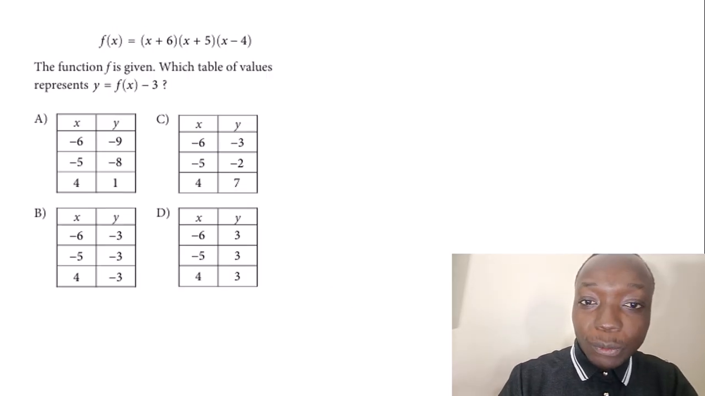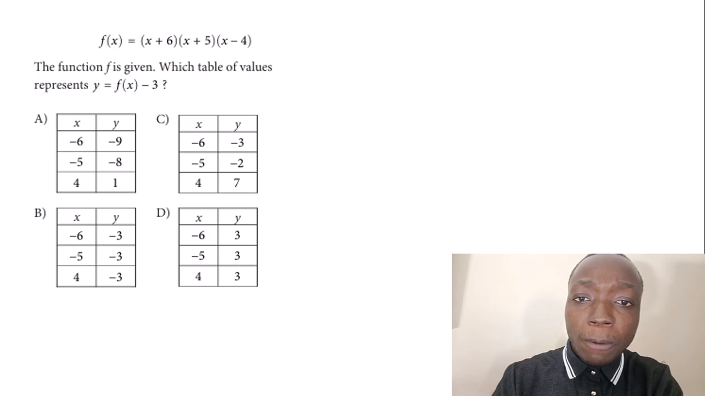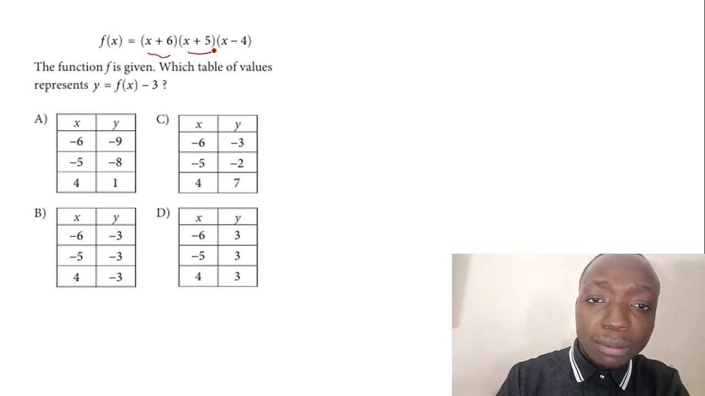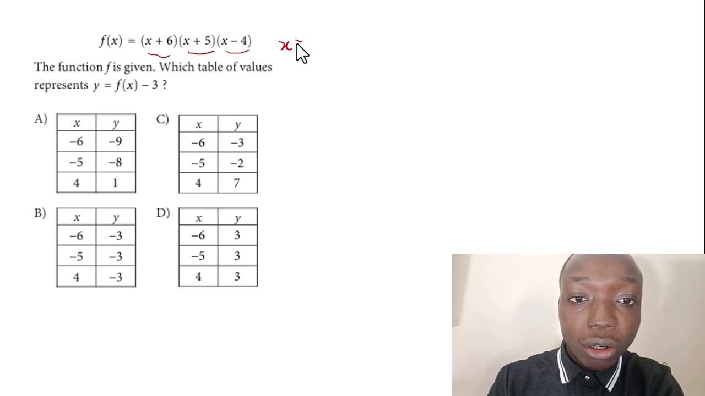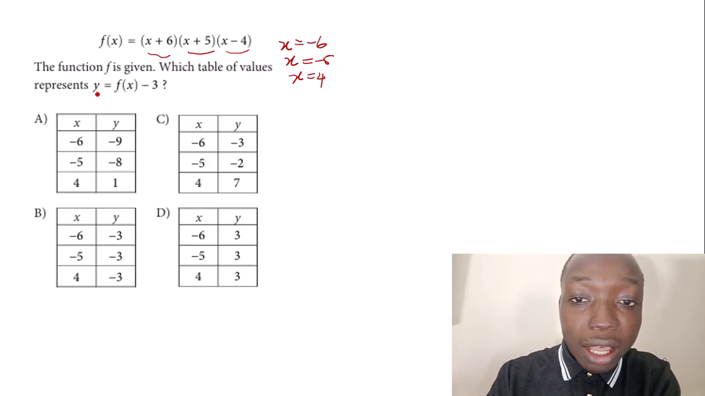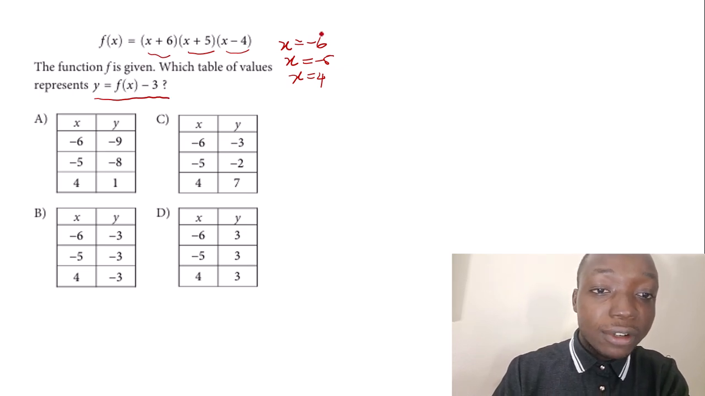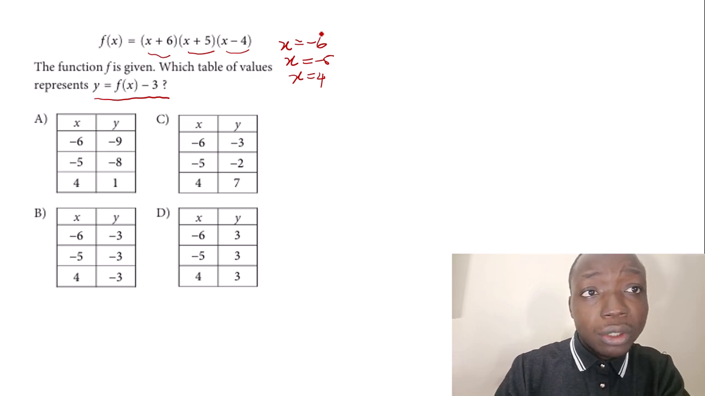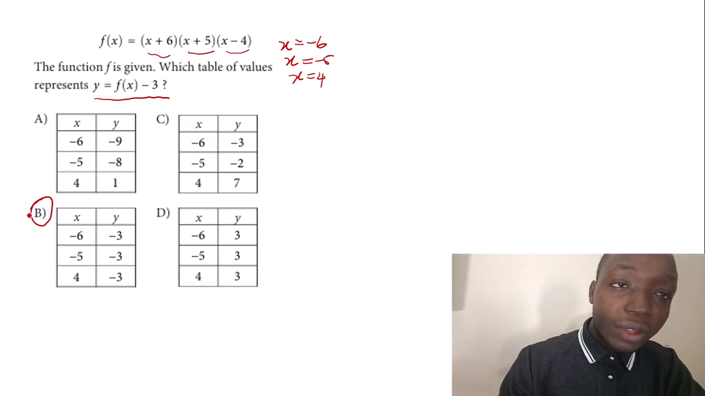The next question, we have this equation. They want us to match the correct table. Now, x plus 6, x plus 5, x minus 4 are all factors of this polynomial, which means if we substitute x equal to -6, x equal to -5, and x equal to 4, we should get 0. But the question is not asking us for f of x. The question is asking us for f of x minus 3. So what that means is if we substitute -6, -5, and 4, instead of getting zeros, we should get 0 minus 3, which is -3. And option B is the only option that captures that.